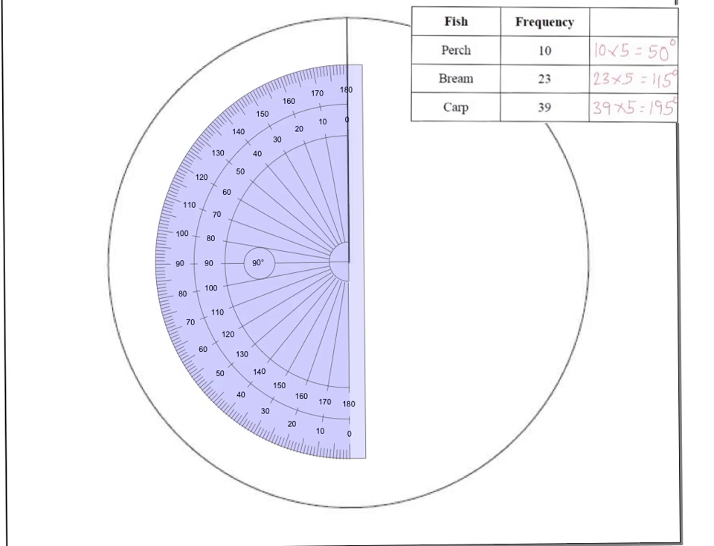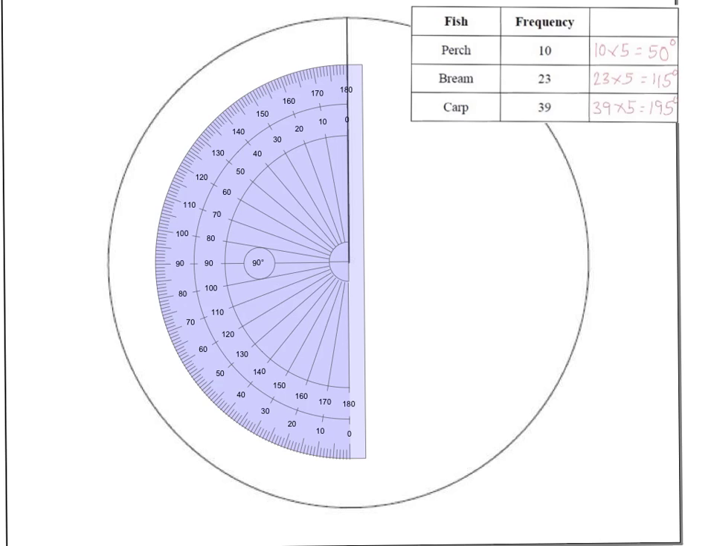Okay, so you get your compass out. No, you don't. You get your protractor out. It's important that we get our names for our stationery right. We use our compasses to construct our circle, and we use a protractor for measuring the size of angles.